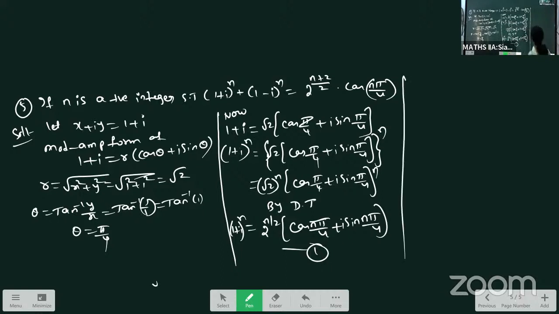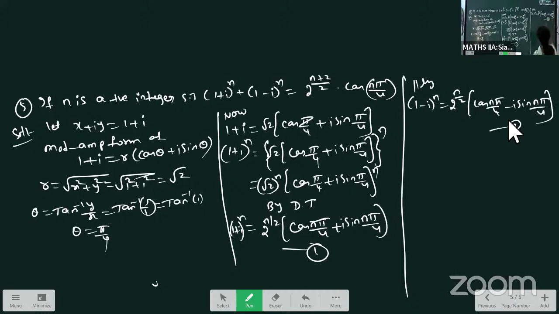Similarly, the other part. What is the other part? Similarly, (1 minus i) whole to the power n, what can we write? 2 to the power n by 2 into (cos n pi by 4 minus i sin n pi by 4). Take it as equation 2. Now add 1 plus 2.